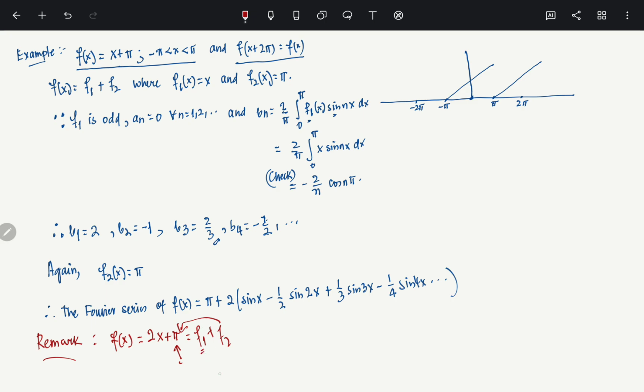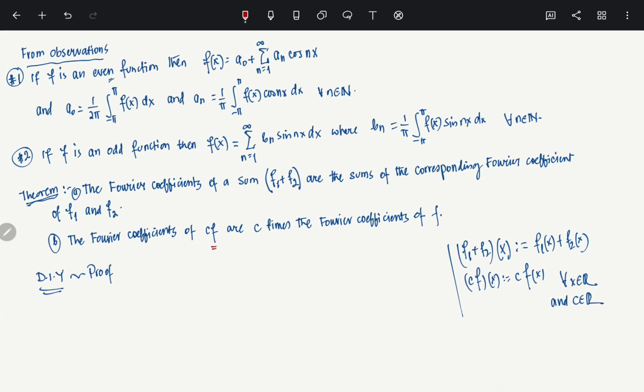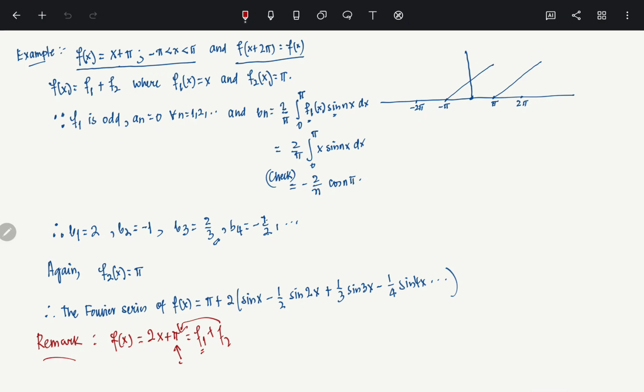Now what is the Fourier series of f1? You remember, the Fourier coefficient of c times f is c times the Fourier coefficient of f. So you can write it as c times f1, where c is 2, and f1 of x is x. Now for f1 of x, you know what the Fourier coefficients are. So basically you multiply it by 2 and then you write down the Fourier series.